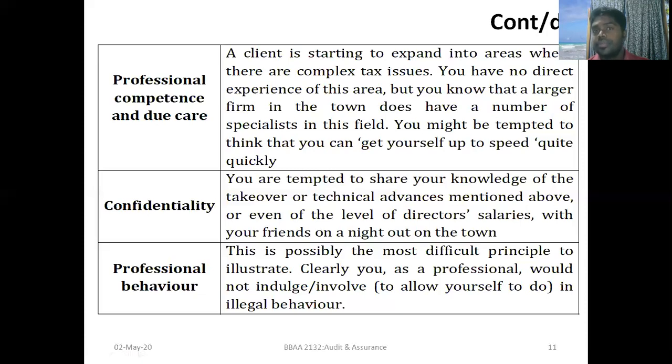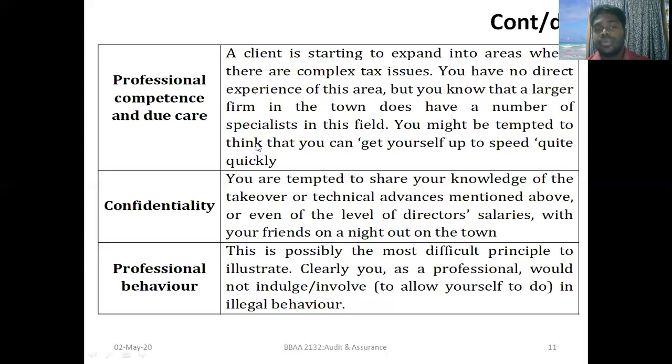You are the auditor of the particular company. The client company is going to expand the business into another area. There are so many tax issues there. You have no direct experience of this area. At the same time, you know that the other firm functioning in the city or town has a number of specialists in this area. So then how can you react?